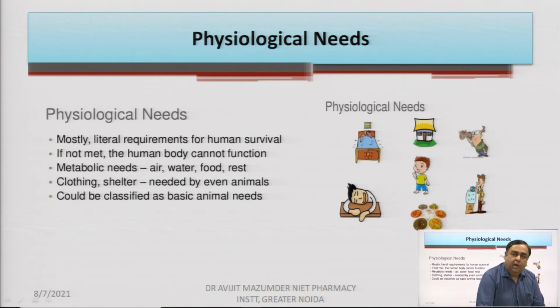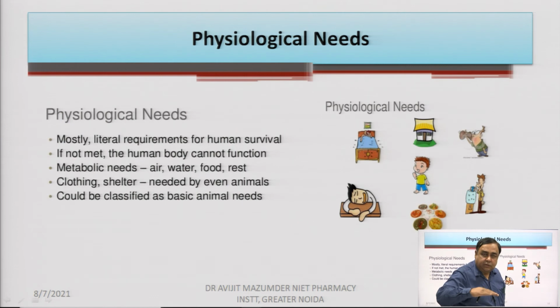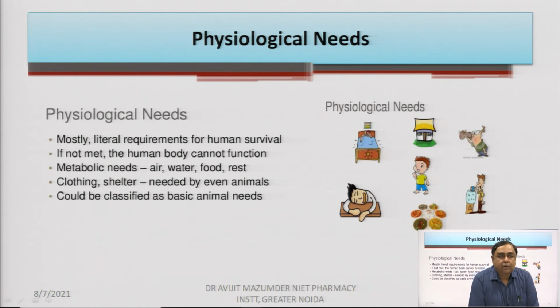And please remember that unless the lowest level need is satisfied, the next level need will never come. First physiological need will be satisfied, then and then only the need for safety, social, self-esteem, actualization, everything will come later on. So the physiological need, that is the requirement for human survival. If it is not met, people cannot survive.